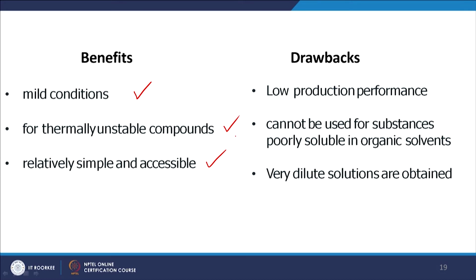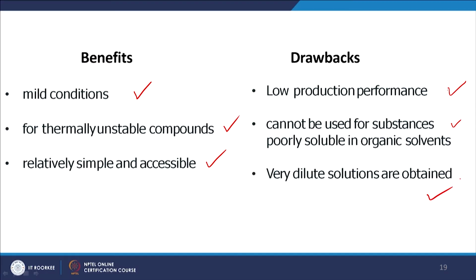But some of the drawbacks are low production performance, and it cannot be used for substances poorly soluble in organic solvent. Let us say beta carotene is soluble in chloroform, but if it is not soluble in chloroform, then you cannot use that to make a colloidal dispersion using the chloroform, and very dilute solutions are obtained.